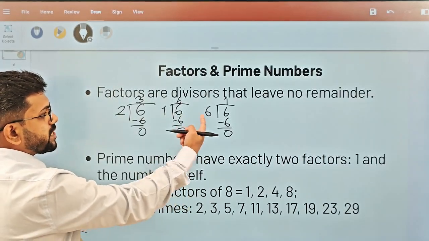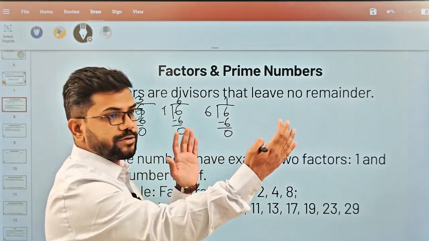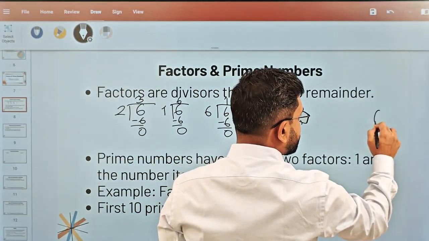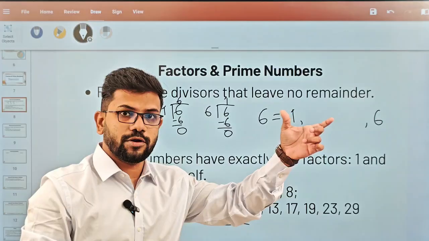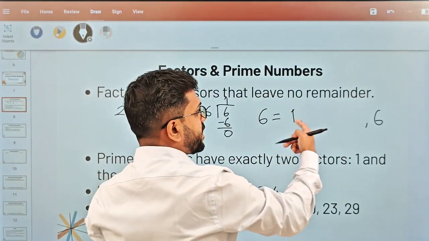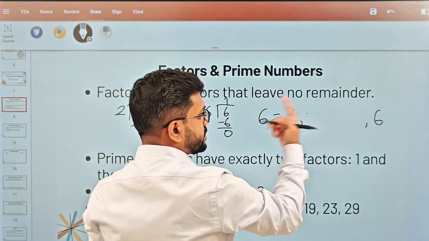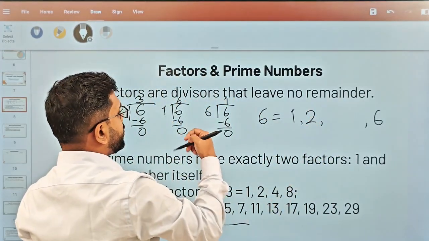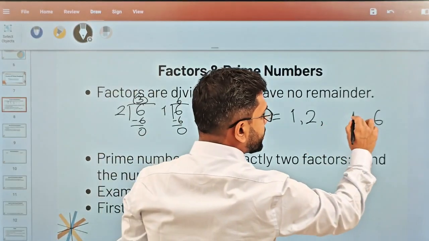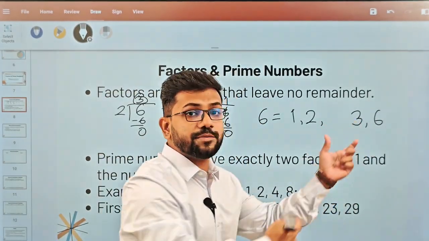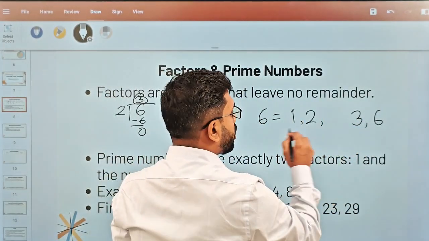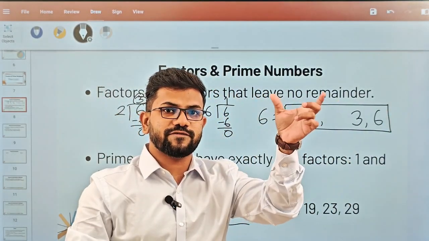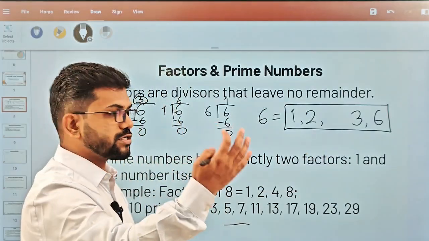Okay, we can list the factors of 6 in factor pairs. So factors of 6 can be written as 1 and 6. This is the first pair of factors of 6. Then check if it is divisible by 2. Yes, 6 is divisible by 2. Write 2 here. Then divide 6 by 2. 6 divided by 2 is 3. So we'll list them here. Is there any other number in between? No. That means we can stop here. We can say that these are the factors of 6. So this way, using factor pairs, we can list the factors of a number.